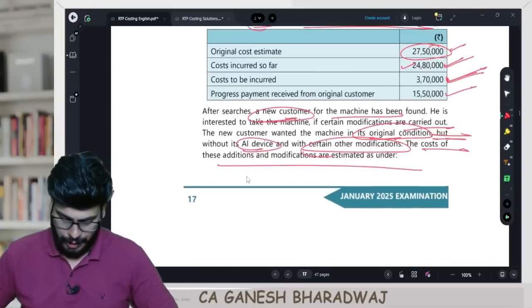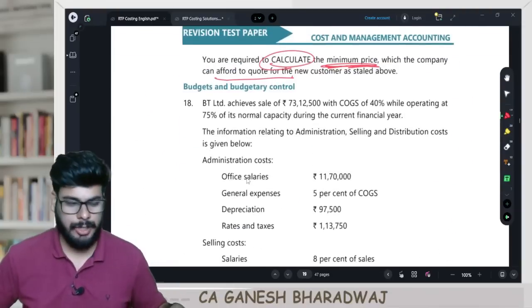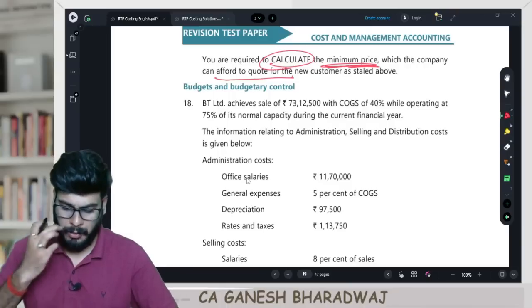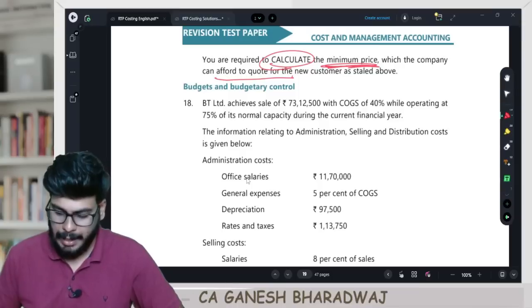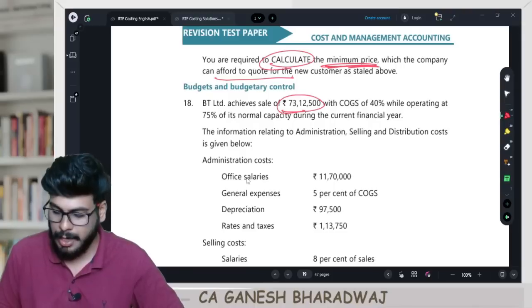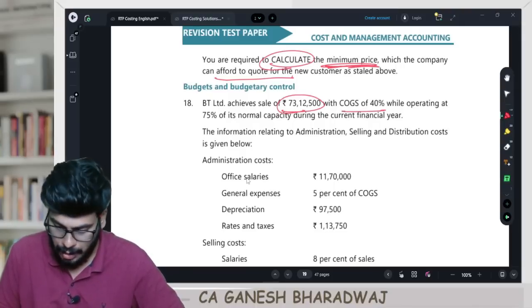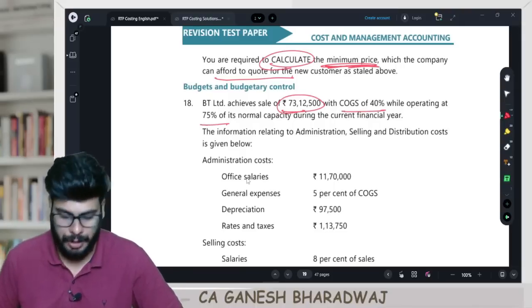Now let's go on to the next question. It is on budgets. This question is a fairly simple question on flexible budget. So let me quickly read out the question for you. PT Limited achieves a sale of rupees 73,12,500 with a COGS of 40% while operating at 75% of its normal capacity during the current financial year.